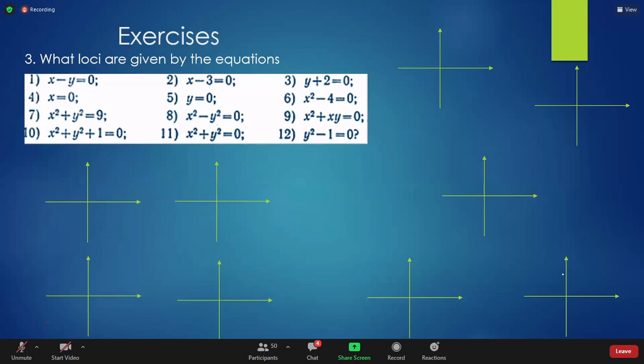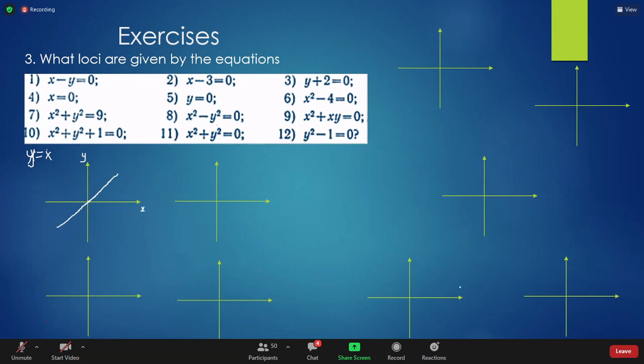It's a line. We can see that the first equation can be rewritten as y equals x. We know that it is the bisector of the first and third quadrant. Of course, x, y. I put a lot of small systems of coordinates so that we can actually understand and sketch. Number 2, x minus 3 equals 0.